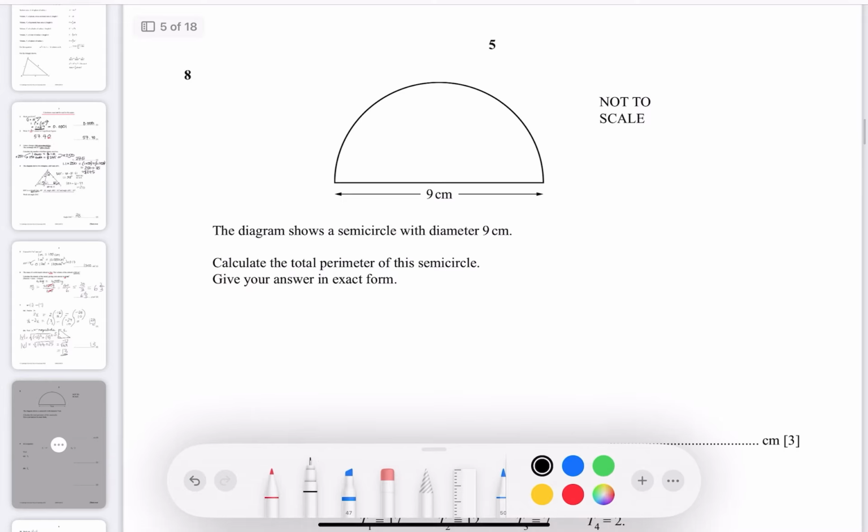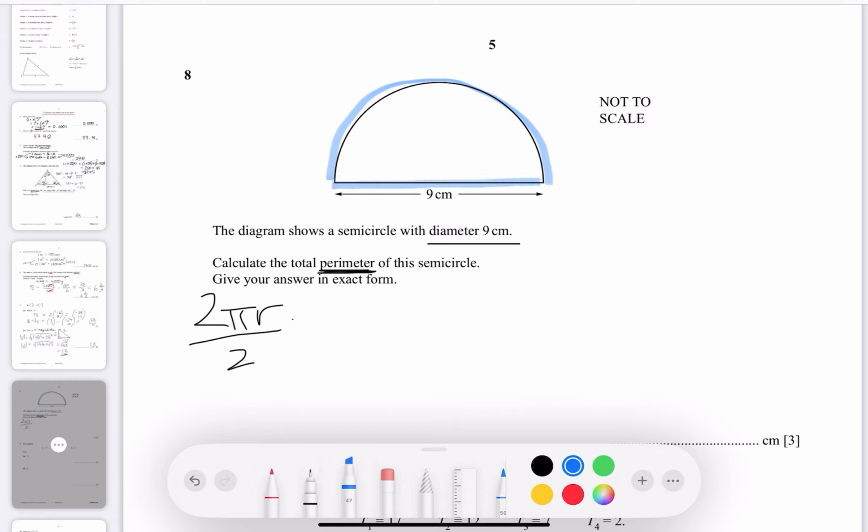Okay, now we're on to question 8. We're given a semicircle with diameter 9. Calculate the total perimeter of the semicircle. So the perimeter of a circle is 2 pi r. But here we only have half of a circle, so if we want to calculate this part right here, we have to divide this by 2. But remember, we're asked for the perimeter of the semicircle, and not just the arc length. So we also have to include this diameter of 9 centimeters. So 2 pi r plus 9 is our formula for this.